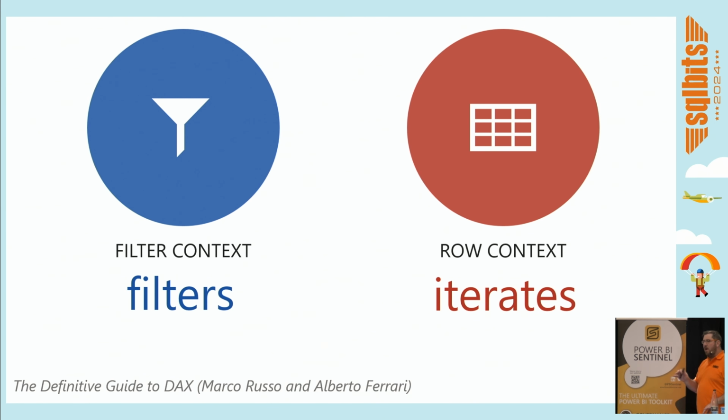Okay, for now, the only theory we need to know is that the filter context filters. So the filter context decides what data we are going to run our query over, and the row context iterates, which means the row context goes over every row in that data set that we've now chosen, and it performs some sort of operation and brings back a result, okay? Filter context filters, row context iterates, that comes straight out of The Definitive Guide to DAX by Marco and Alberto. And if your book is called The Definitive Guide to Anything, you know it must be right.